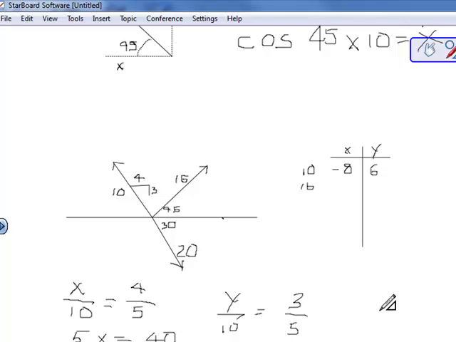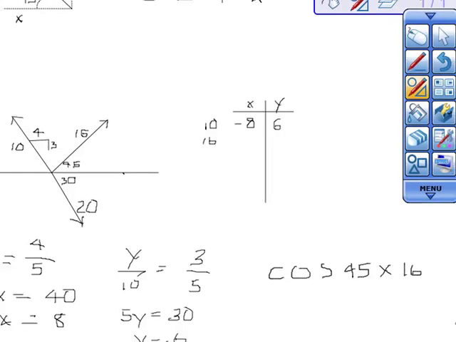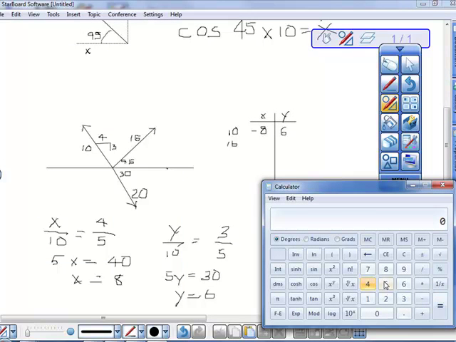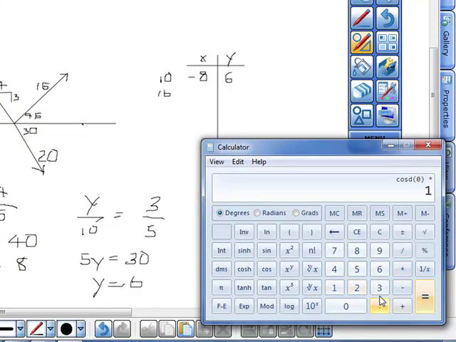Yeah, it would be 6. So cosine 45 times 16 would give you your x. So that's just going to be, is that right? No, that's not right. Where'd you get the 16 from? That's the hypotenuse. Oh, okay, I see. I didn't write it very clearly, but cosine, what did I do wrong?